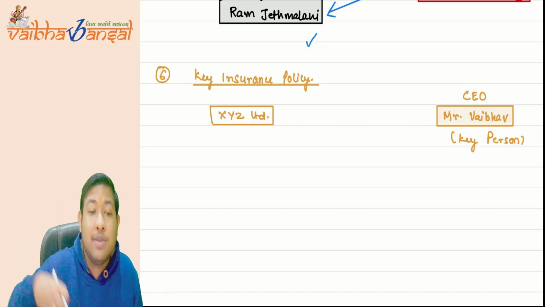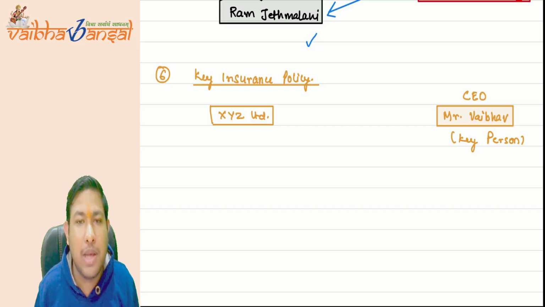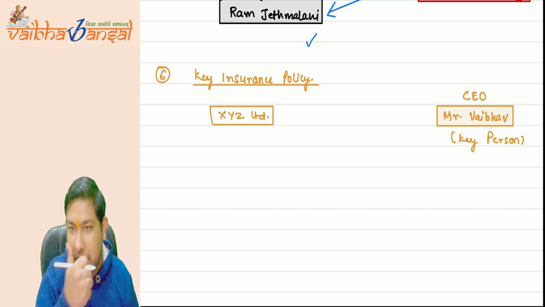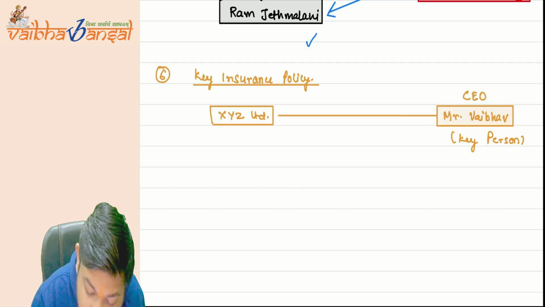So to retain Mr. Weber, various kinds of perquisites or benefits were given by XYZ Limited, and one of those perquisites or benefits was an insurance policy.